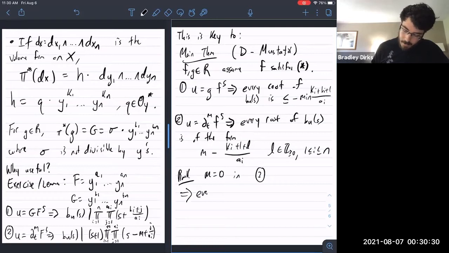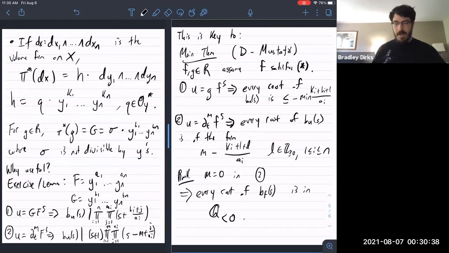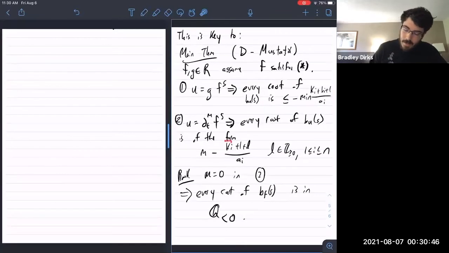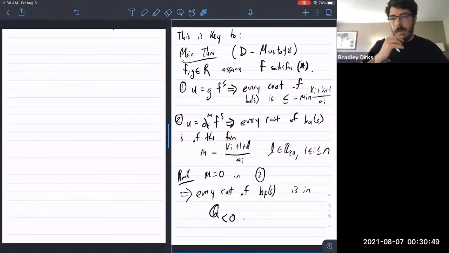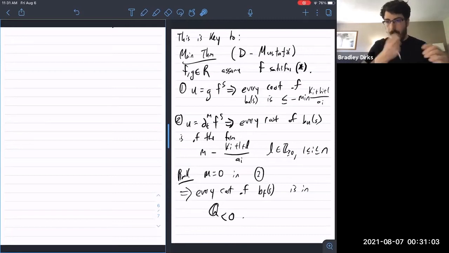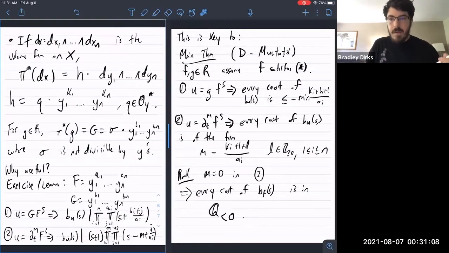then that implies that every root of b_f of s is rational, and it's a negative rational number. So this is the original theorem of Kashiwara. Actually, because we have stated it with these k_i's, this is really Lichtin's form of the theorem. He used a change of variables to bring these k_i's into the formula, and we'll see how that comes up. Okay, I'm going to describe the whole story of the proof starting now. Are there any questions before we get started on that?